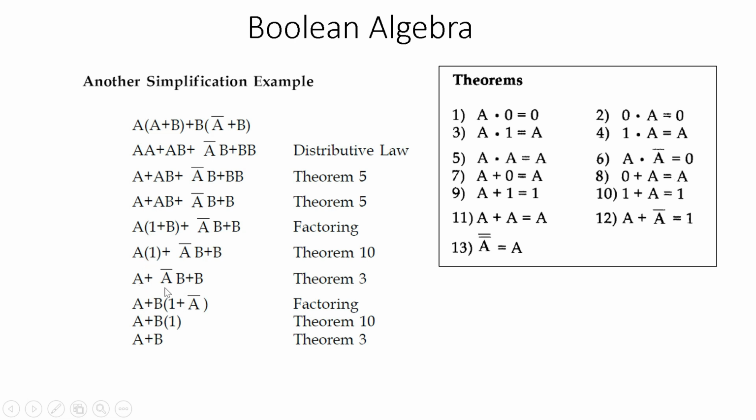Now proceeding with this term here, we factor out, then apply theorem number 10 and theorem number 3. Then we end up with the result of A or B, or A plus B, from this complicated function or expression. So how is this applied? When you are going to draw the logic circuit for this, instead of drawing this expression, you can have this, and the result is just the same.